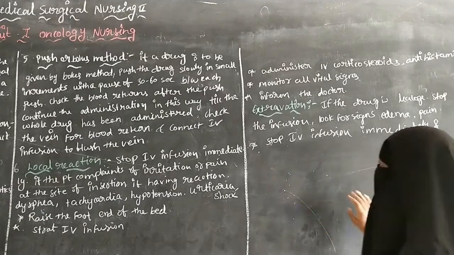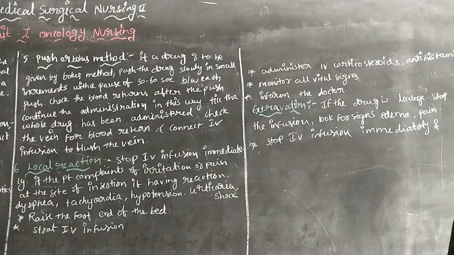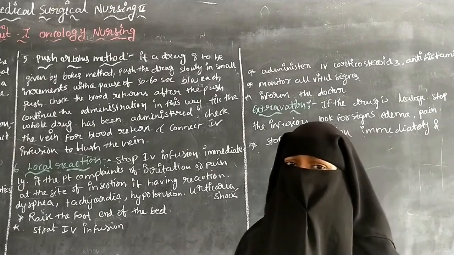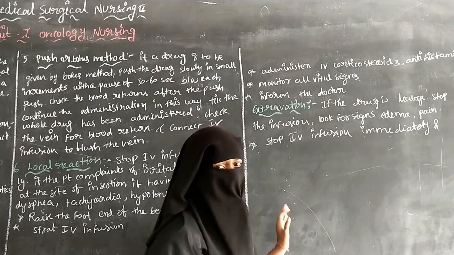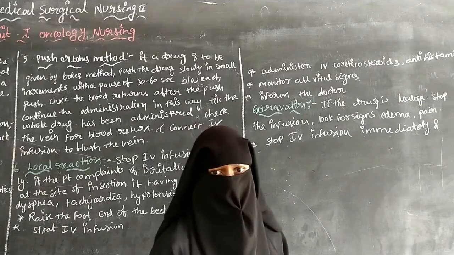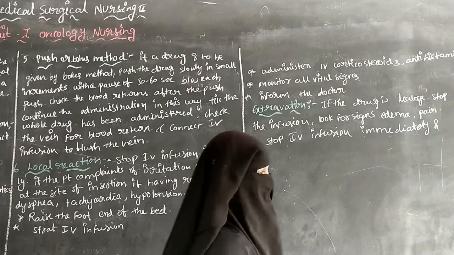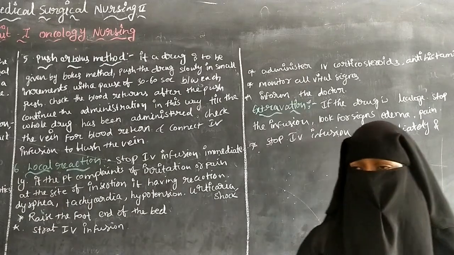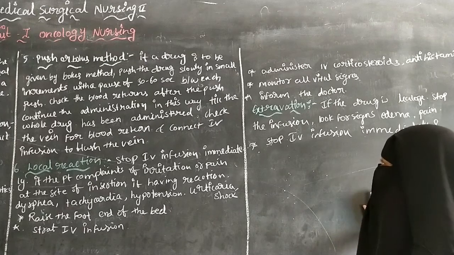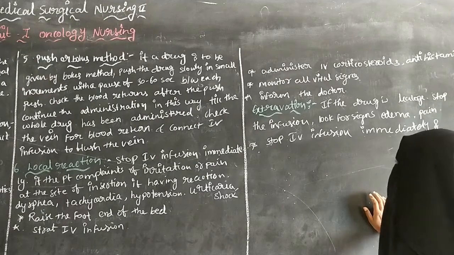Next one is extravasation. In extravasation, if the drug leaks, stop the infusion. Extravasation means leakage has occurred from the cannula. So if leakage has occurred, the nurse has to stop the medicine infusion immediately and look for signs of edema and pain. Edema means swelling. If the patient has swelling or complains of pain, the nurse has to stop the IV infusion immediately.